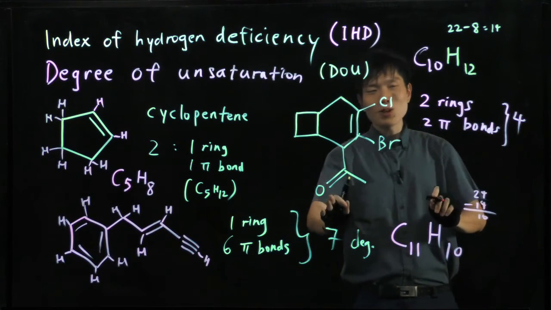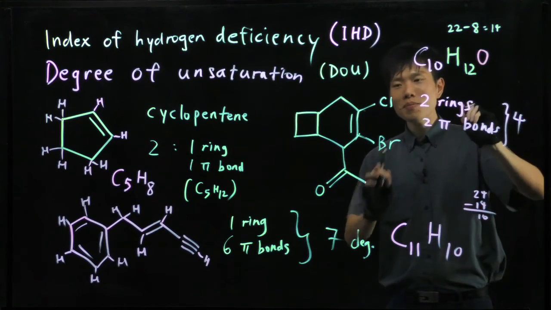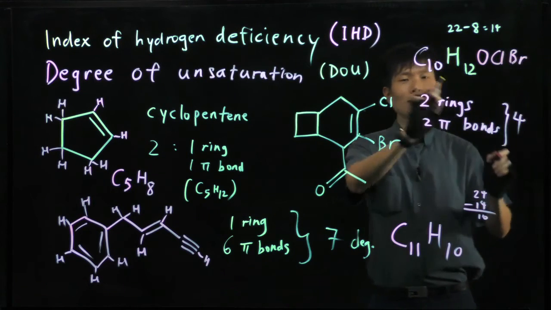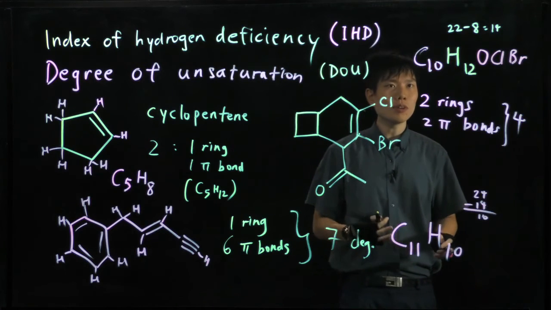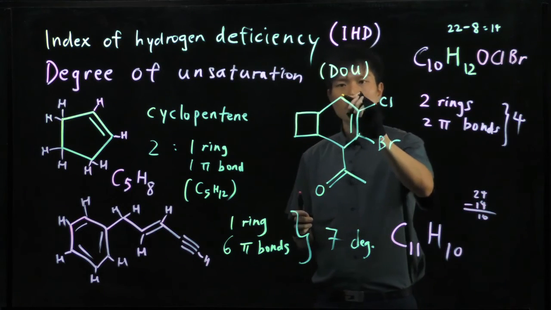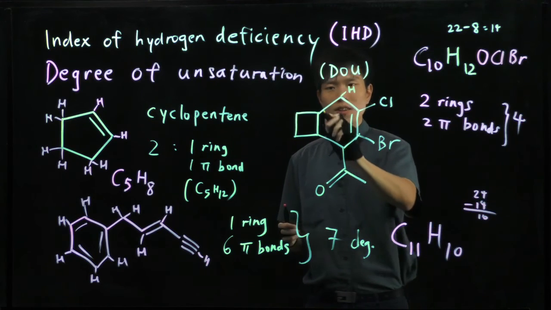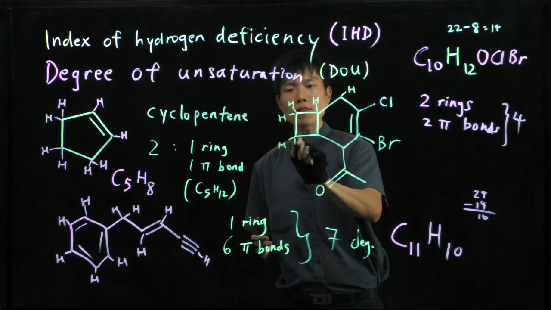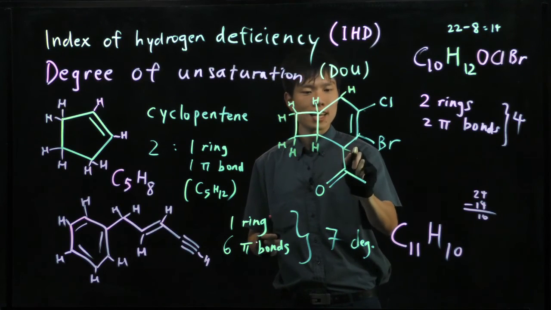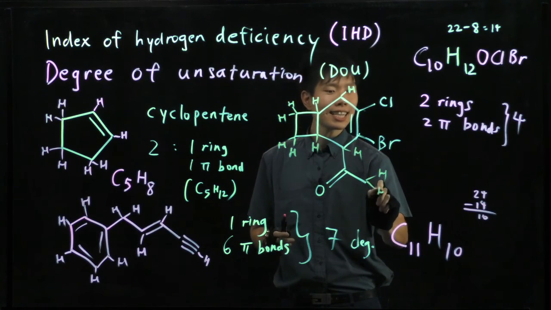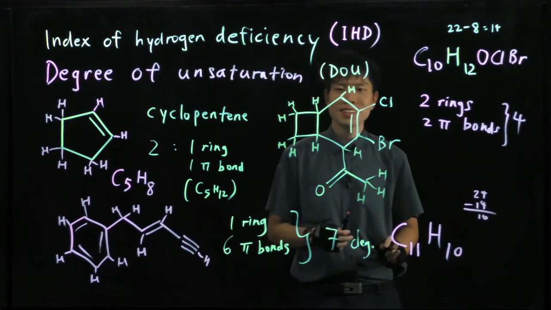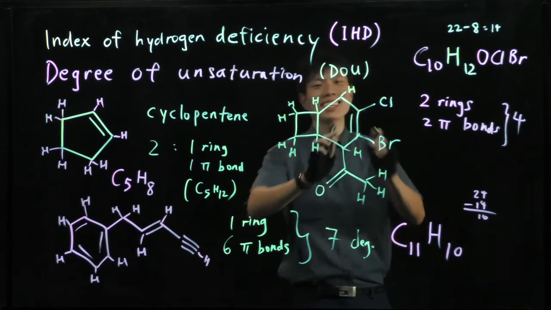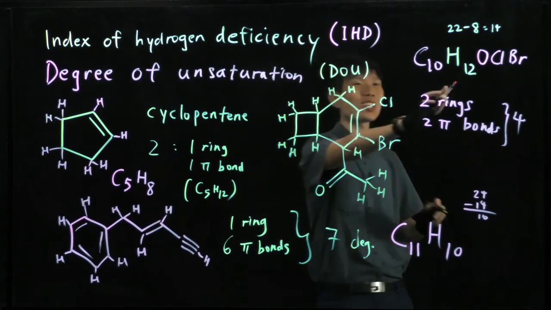Okay? We also have oxygen, one of them, chlorine, and then bromine. So this is the chemical formula. Let's verify the number of hydrogens. 1, 2, 3, 4, 5, 6, 7, 8, 9, 10, 11. Where's the 12th one? Ah, over here. The 12th one. Okay, so indeed there are 12 hydrogens.